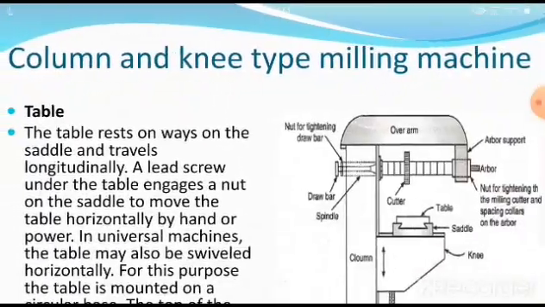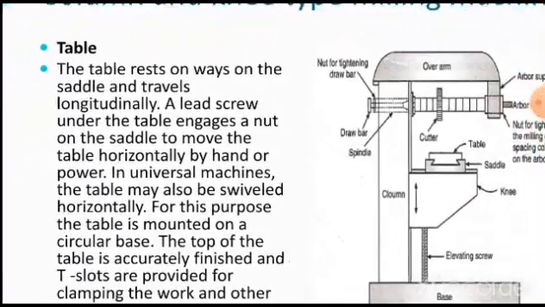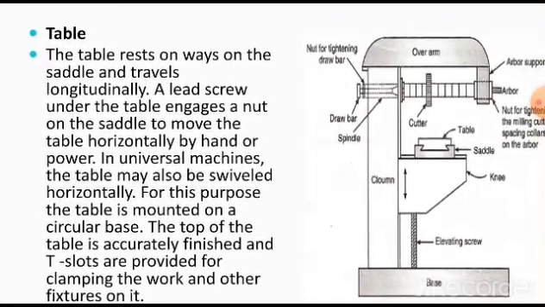Okay, this is very common. The table rests on the base of the saddle and travels longitudinally. Longitudinally here means that whatever movement there is, it will start moving only as per the guideways. Okay, a lead screw under the table engages a nut on the saddle to move the table horizontally by hand or power. So it is possible to move it by the hand wheel also.